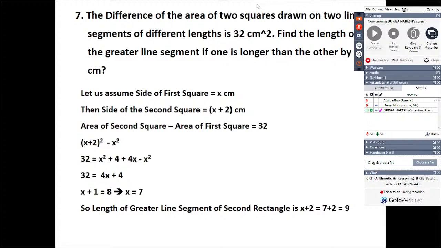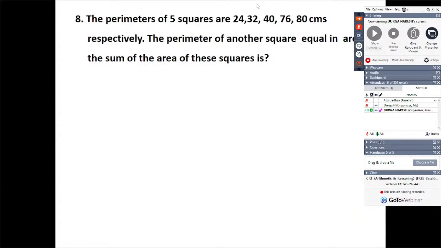Okay. Next one. The perimeters of 5 squares are given. Perimeter means the length of the boundary. A plus A plus A plus A, that is 4A, is the perimeter of any square.